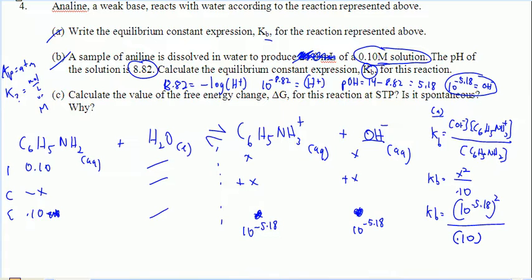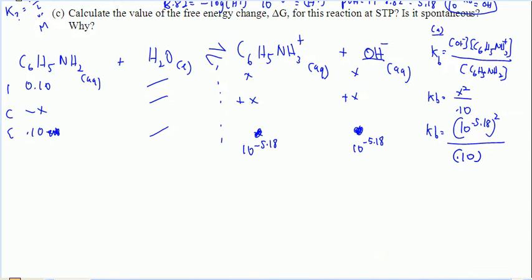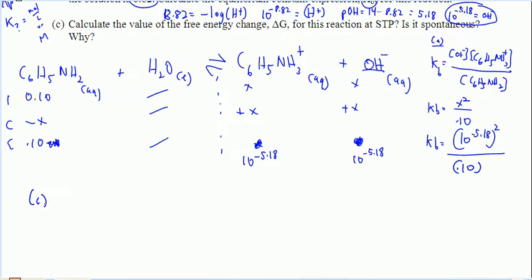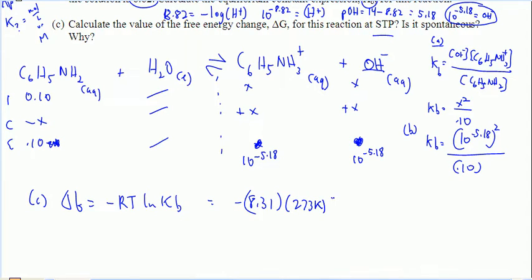Calculate the value of delta G, which I'm sick and tired of doing, but I'll do it anyway. C. So this, by the way, is the answer to B. C. Delta G equals negative RT ln Kb equals negative 8.31 times T. It's at STP, so 273 Kelvin. ln of Kb, I'm going to plug that in there. Delta G is going to be greater than 0, and this is going to be non-spontaneous. Moving on to the next problem.